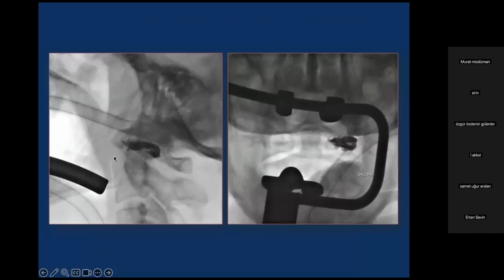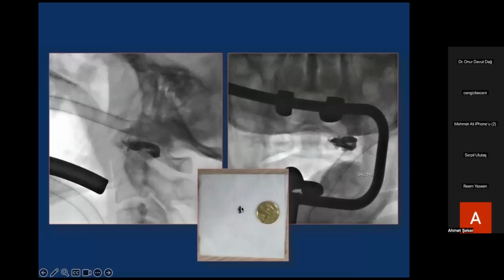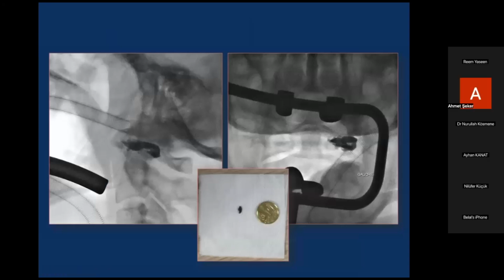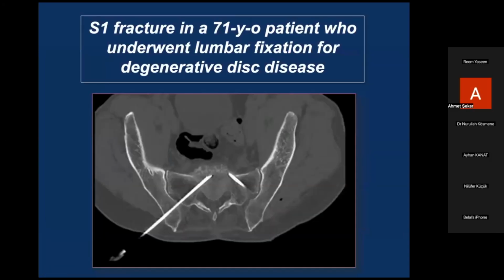So this is the final cement cast in the C1 left lateral mass. We don't see the fragment in the uvula anymore, and this fragment was removed using the supple biopsy forceps.